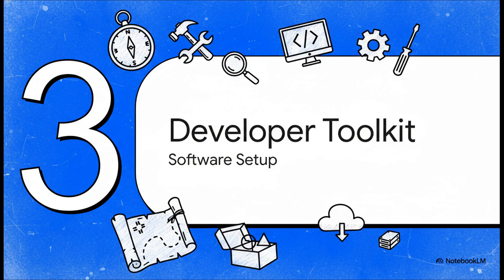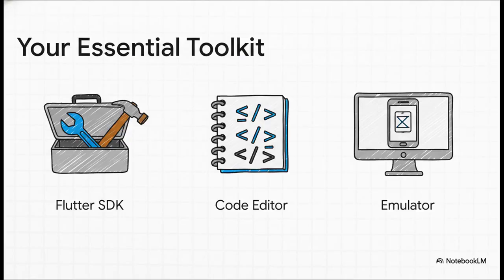All right, now that we've got our map of the digital world, it's time to gather our tools. I mean, no adventurer just sets out empty-handed, and a developer is no different. We've got to set up our software before we can build anything. We're going to need three essential things. First, the Flutter SDK, which is like our main toolbox. Second, a code editor, which is basically the special notebook where we'll write all our instructions. And third, an emulator, which is just a virtual phone on our computer so we can test our app as we build it.